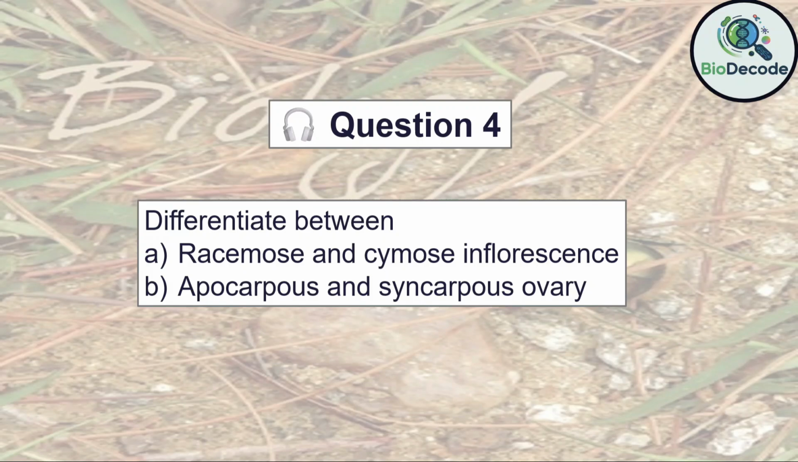Difference between apocarpous and syncarpous ovary. An apocarpous ovary consists of two or more carpels that are free and not fused together, as in ranunculus. In contrast, syncarpous ovary is formed when two or more carpels fuse completely or partially, creating a single compound ovary, as seen in tomato or solanum. Second, syncarpous ovaries often allow more complex placentation and seed arrangement compared to apocarpous ovaries. Third, this distinction is significant in understanding flower morphology and reproductive biology.